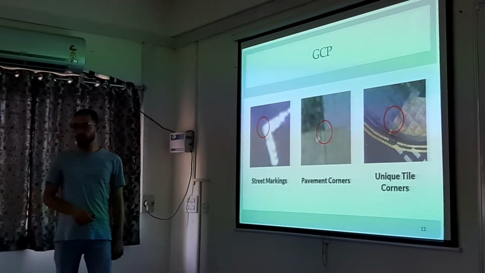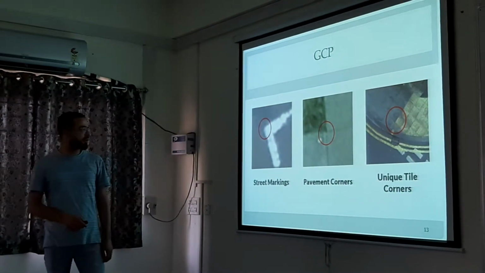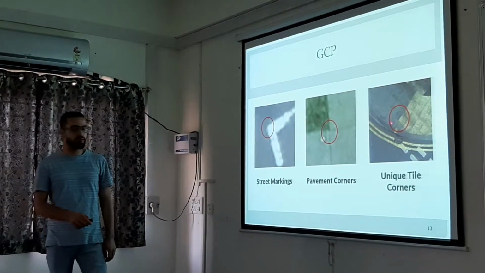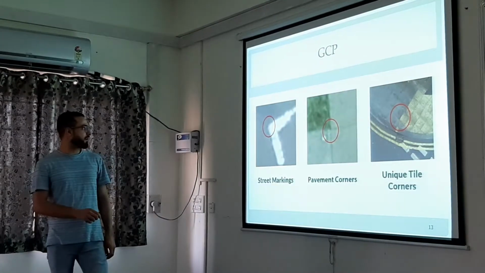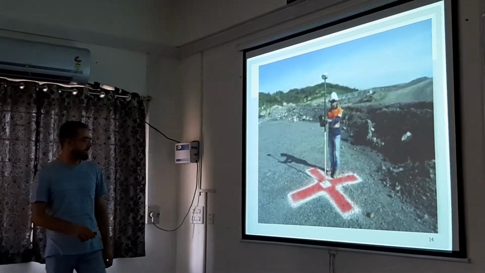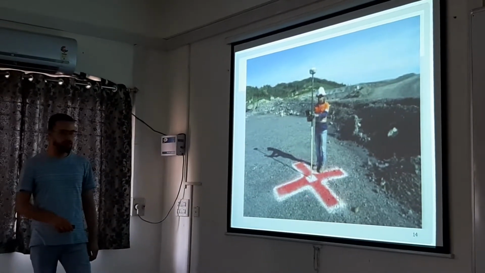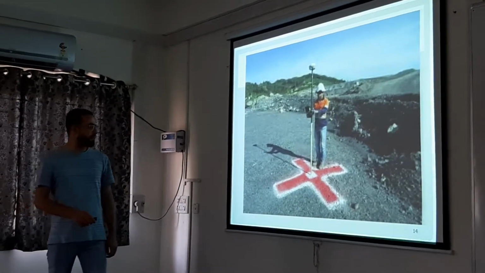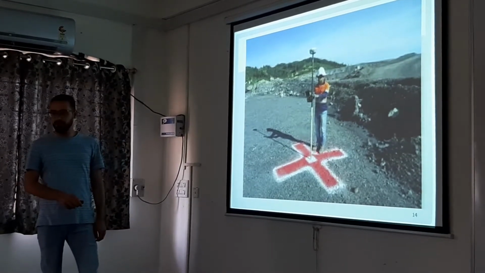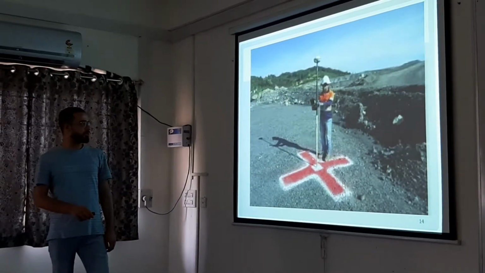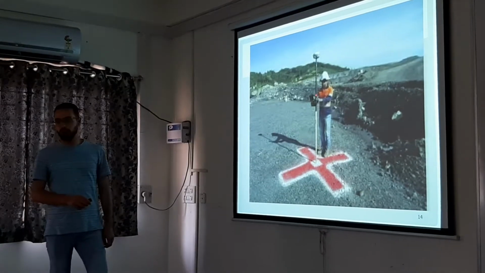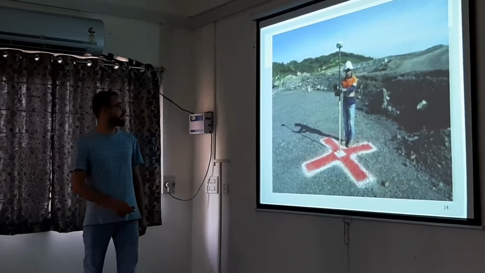Otherwise, if we're working in the desert or in an area where there is no unique man-made feature like this, what we can do is add an artificial target. This is what we call an artificial target. It has specifications so it can be visible on the photo, and we print it on the ground, and we take measurements using the surveying devices that we have.